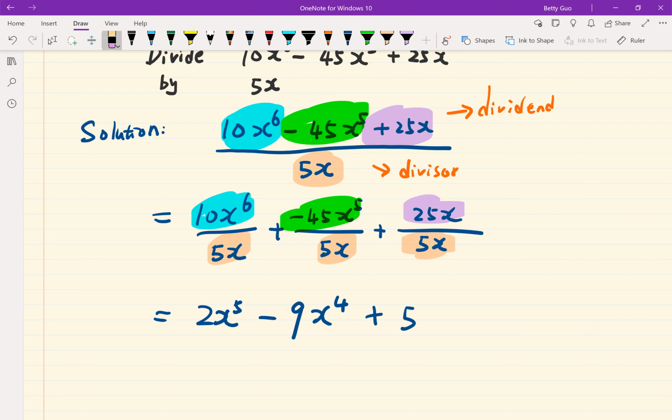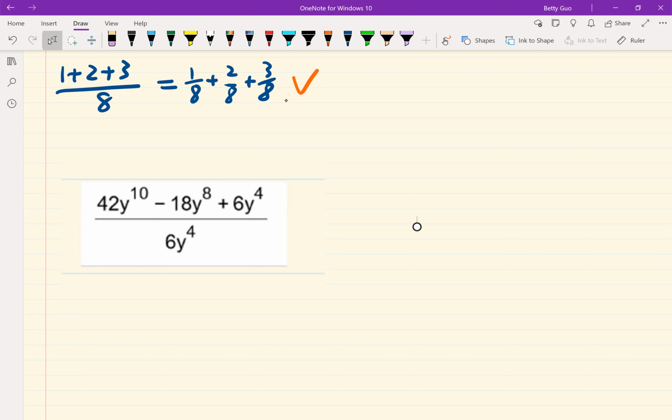Any progress? One. Yeah. 6y fourth, 6y fourth. They are identical. 1. Does they all cancel?